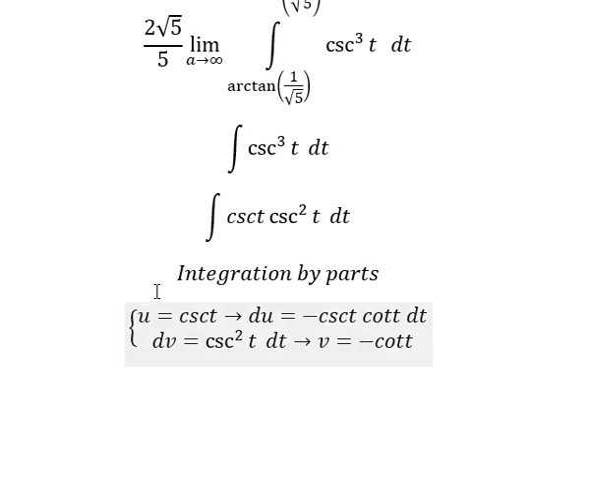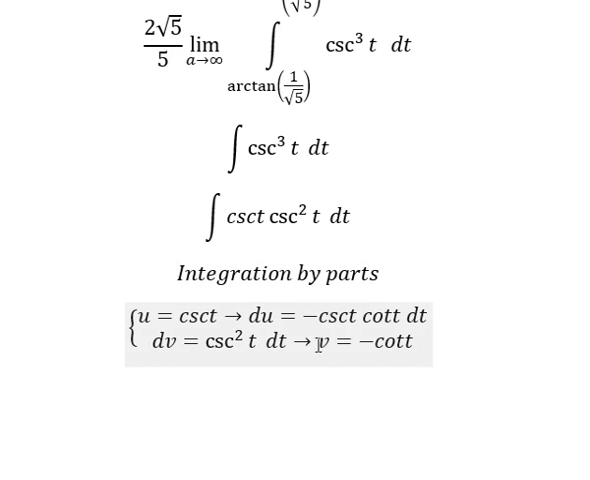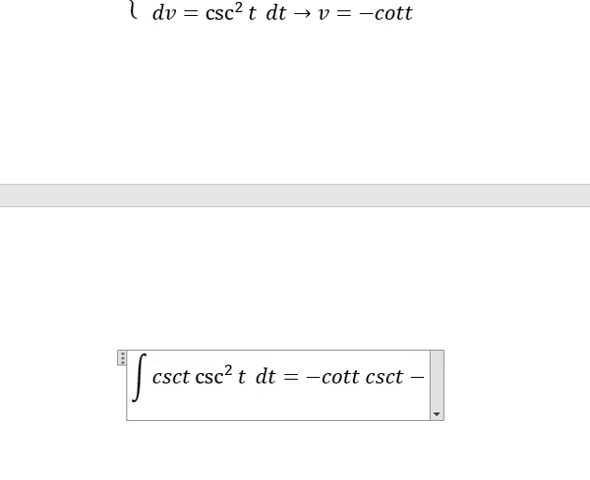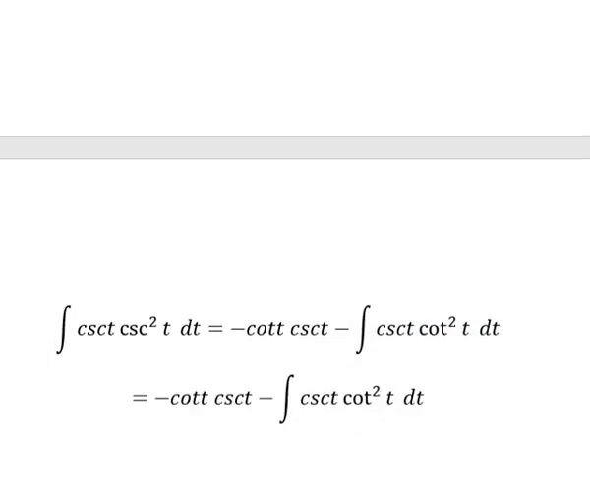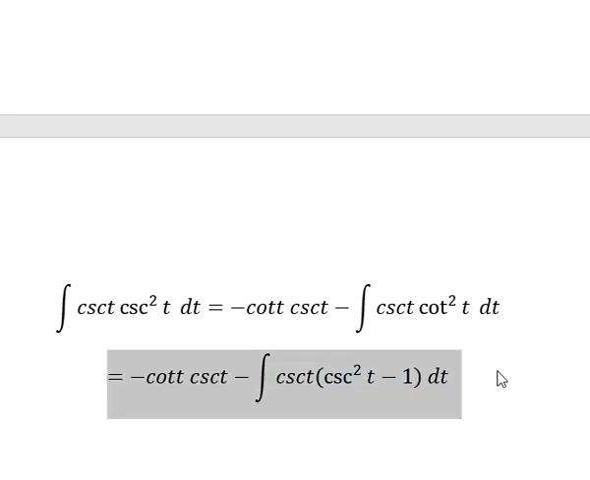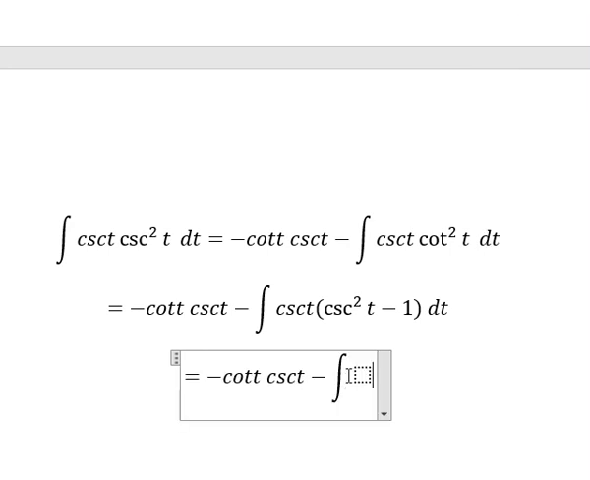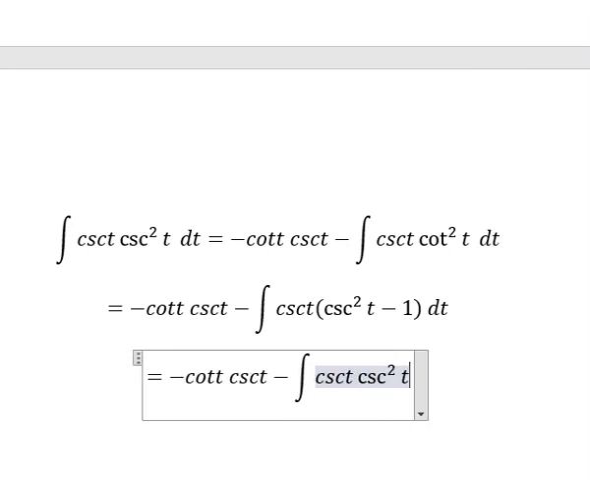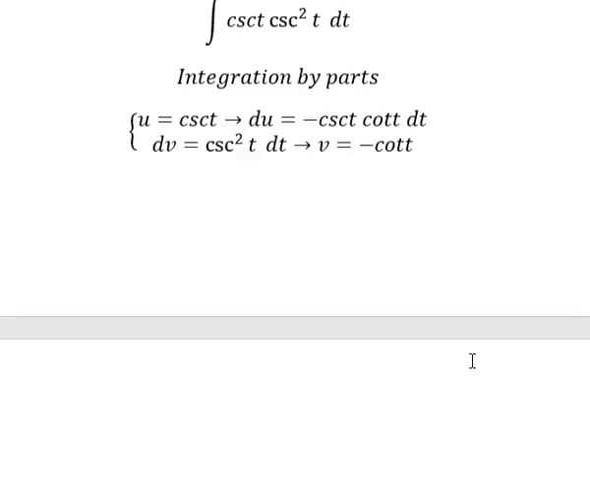So we have u multiplied by v, minus the integral of v du. Negative and negative cancel, so we just have cosecant of t, cosine t, and cosine t. So we have the integration of cosecant of t, cosine t squared dt. Cosine t squared is cosecant of t squared minus 1. And now we need to expand this one, and we know that this one equals this one.